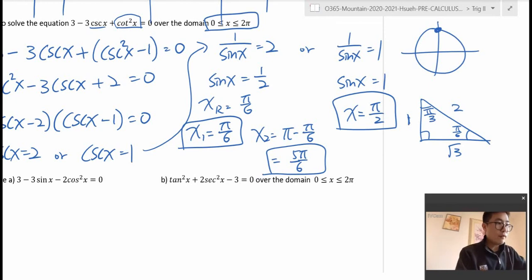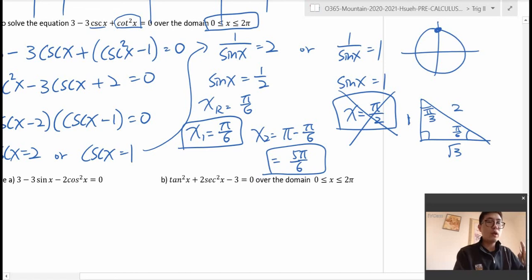Now, we do have cosine equal to 0 at pi over 2. So this answer actually does not work. You've got to reject that answer, otherwise you have this equation undefined. So your only two solutions would actually be pi over 6 and 5 pi over 6. Okay, so be careful. You should always check for restrictions.